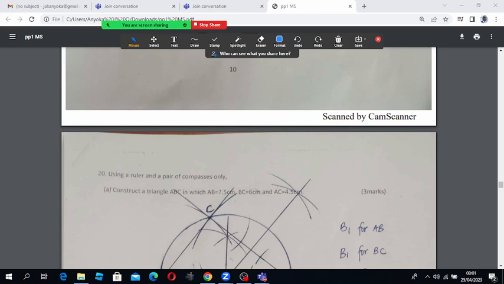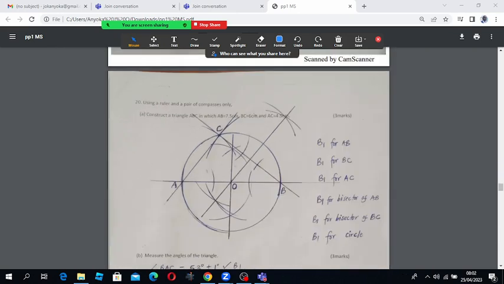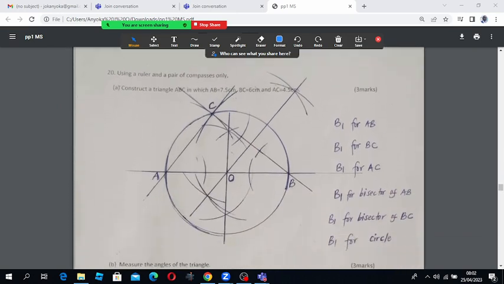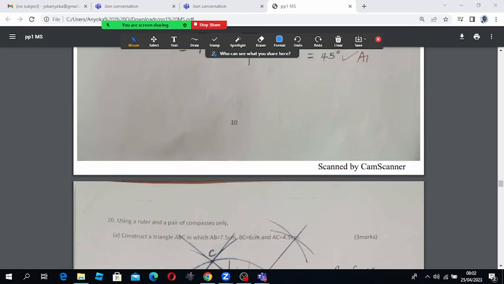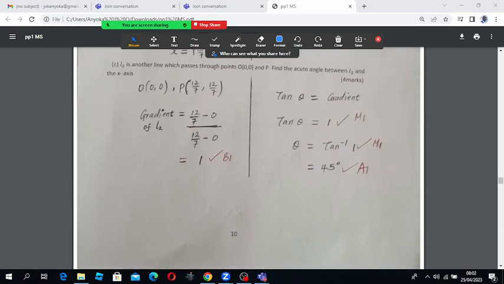Question 20. Now it is C. Yes, there is C. Part C. Ah, good. Part C.